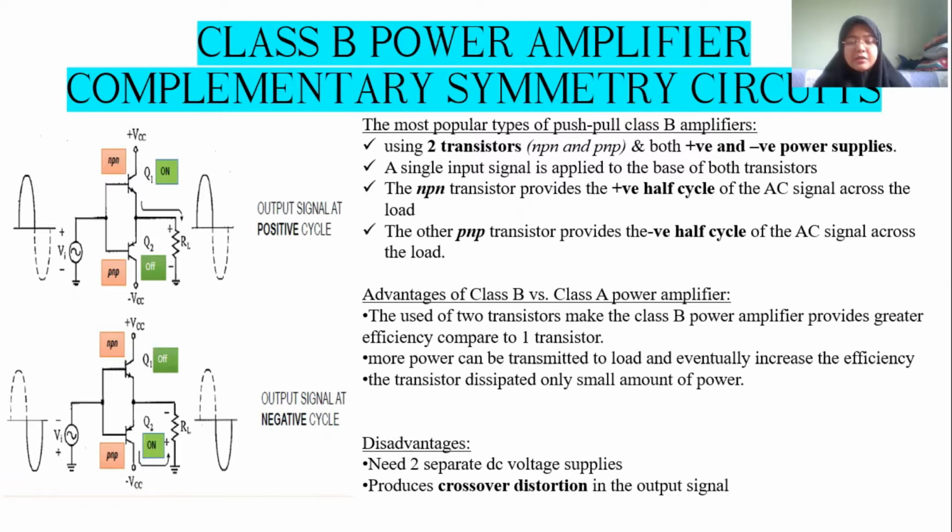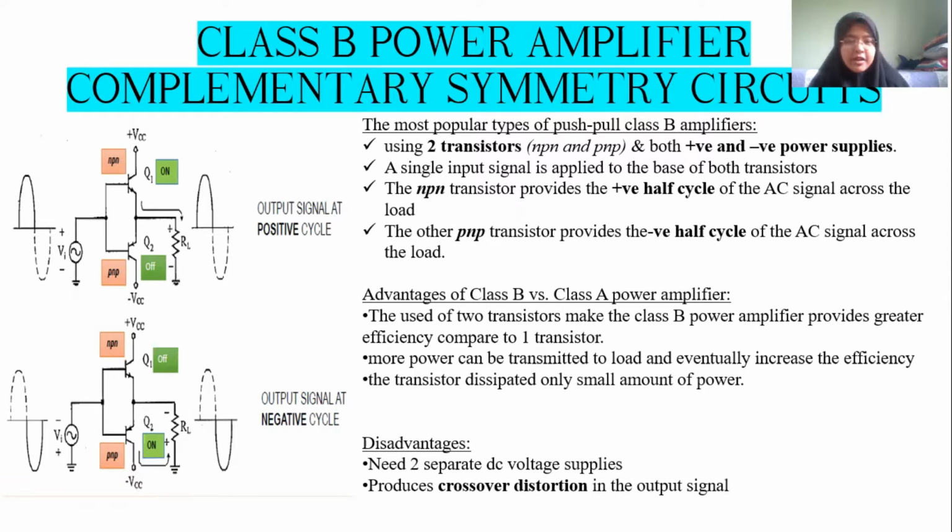Now, we look at the most popular type of push-pull Class B amplifier by using two transistors, NPN and PNP, and both positive and negative power supplies. A single input signal is applied to the base of both transistors. The NPN transistor provides the positive half cycle of the AC signal across the load, and the other PNP transistor provides the negative half cycle of the AC signal across the load.